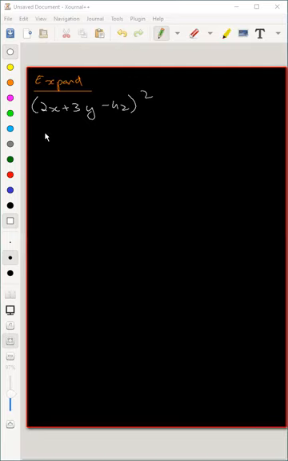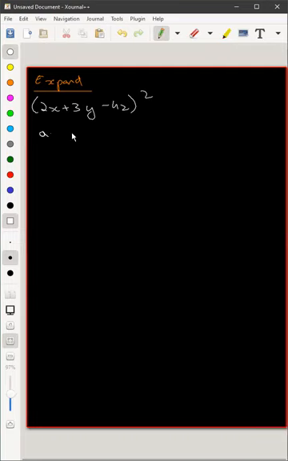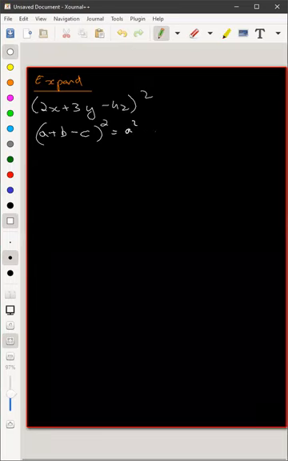Paki, let's solve this. Yes, sir. So first, tell me the identity. First, tell me the square expansion. a square plus b square plus c square plus 2ab, combine it, 2 into ab minus bc minus ca. Okay. So now use this expansion in this format.